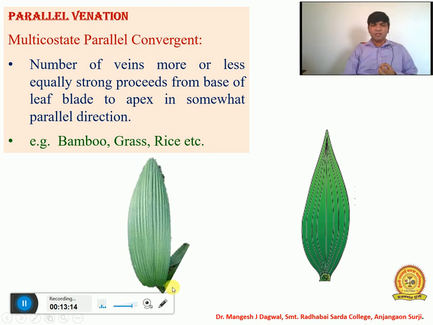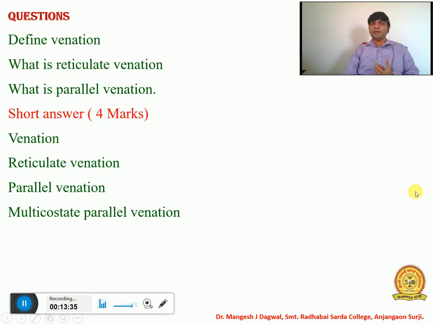Here we can see the veins arise from a single point and converge here. This shows the curve and moves toward the apex. Here in this case you can also see such an arrangement of the veins in the leaf lamina. This is called multicostate parallel convergent type of venation. So these are the different types of venation which occur in the leaf.